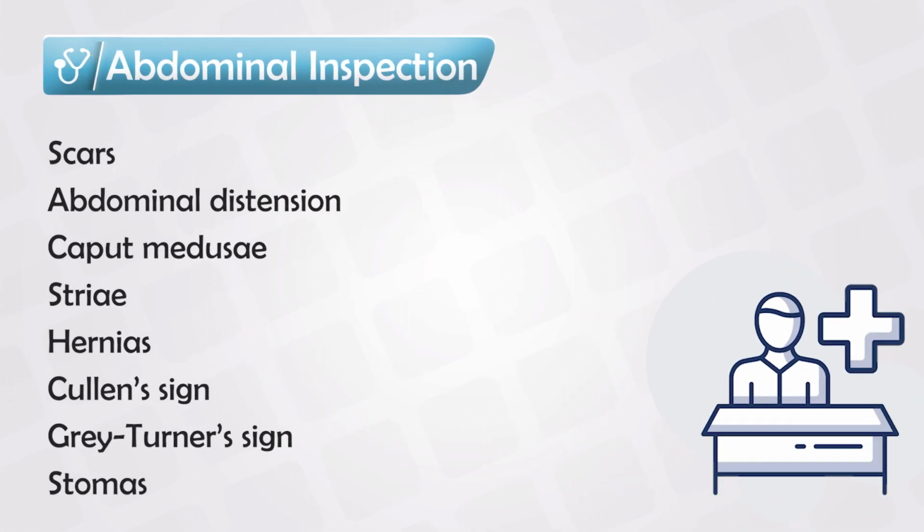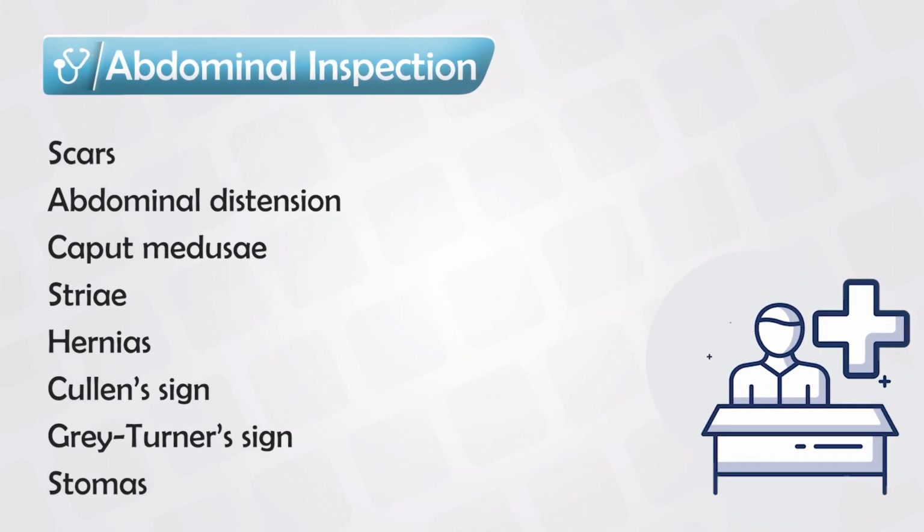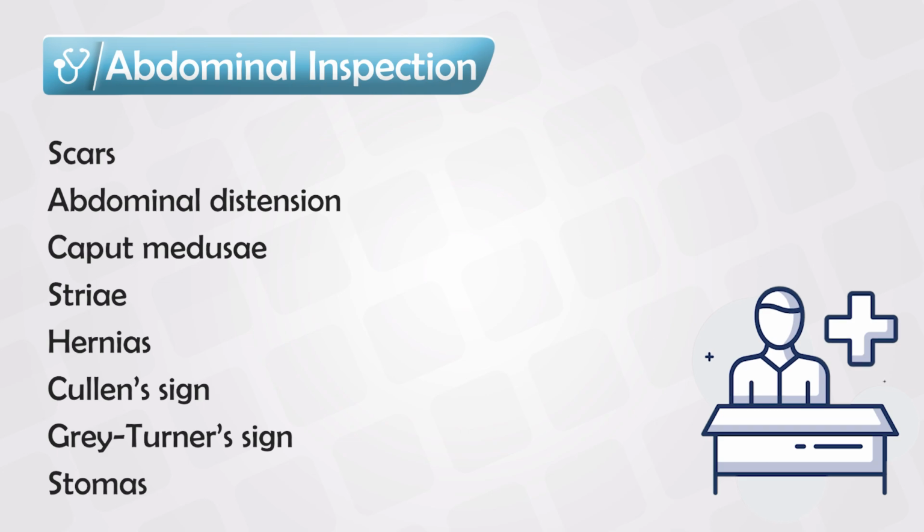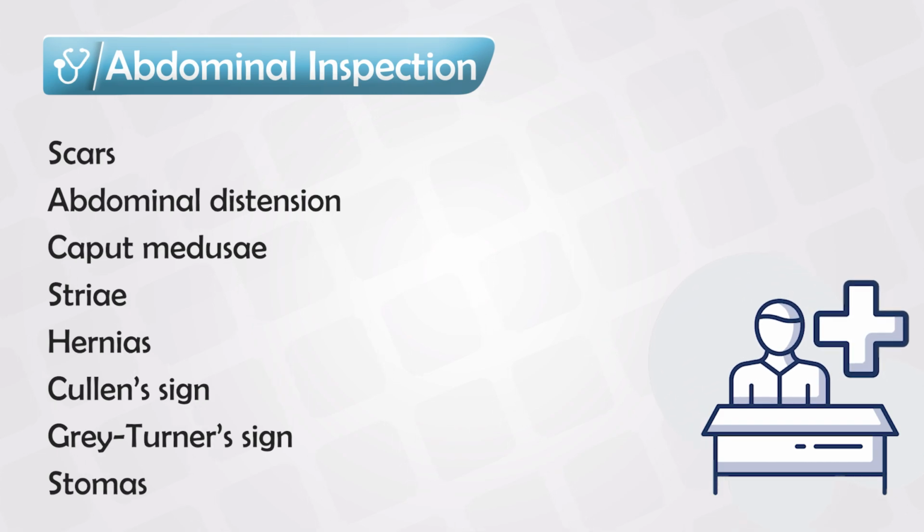In the patient's abdomen, look for scars, abdominal distension, and caput medusae, which is an engorgement of the paraumbilical veins associated with portal hypertension or liver cirrhosis. Look for striae or stretch marks, and this can be a sign of obesity, pregnancy, or Cushing syndrome.